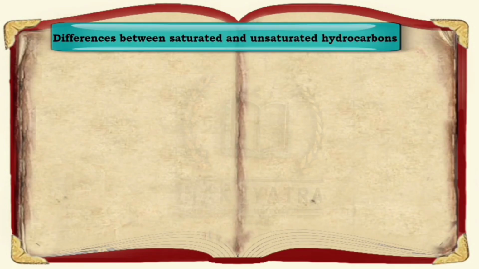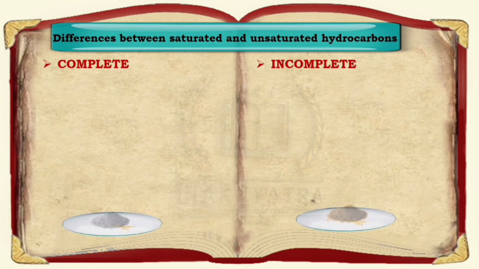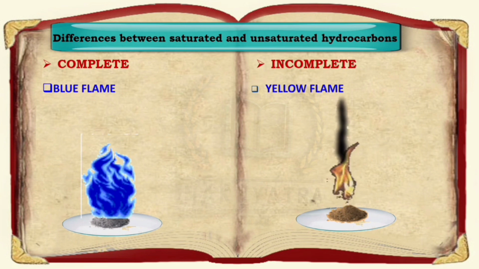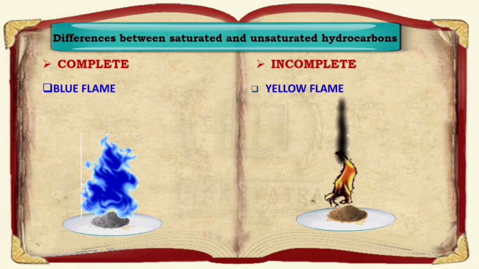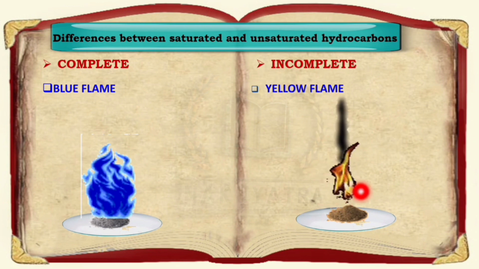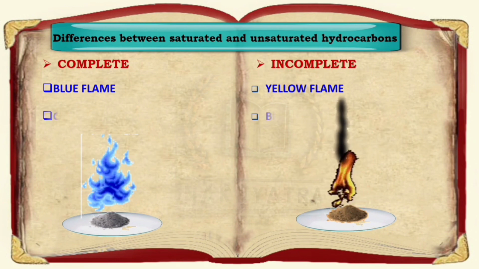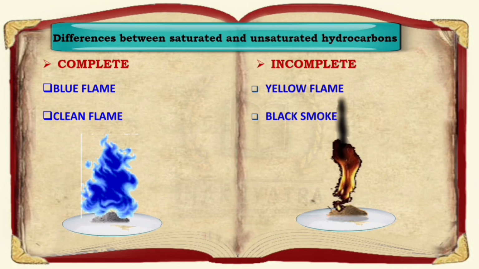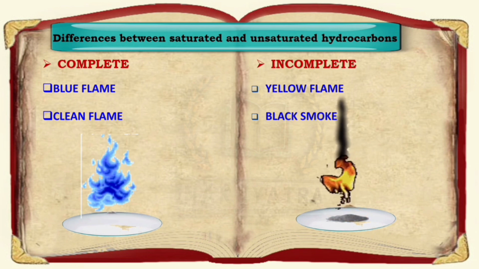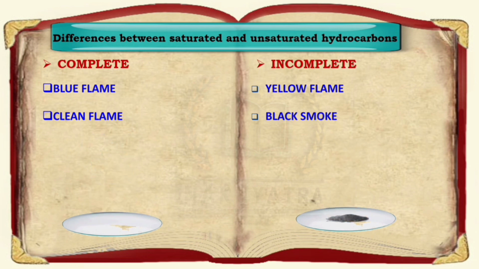Alright, now see the difference between saturated and unsaturated hydrocarbons. So saturated hydrocarbons undergo complete combustion and the unsaturated hydrocarbons undergo incomplete combustion. So in the previous combustion we saw that the saturated hydrocarbon has a blue flame and the unsaturated hydrocarbon has a yellow flame. And the blue flame is a clean flame, but there is black smoke in case of unsaturated hydrocarbons.